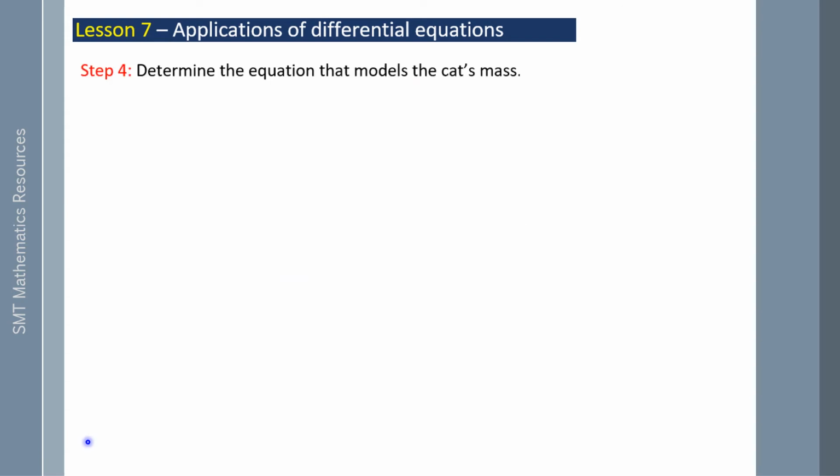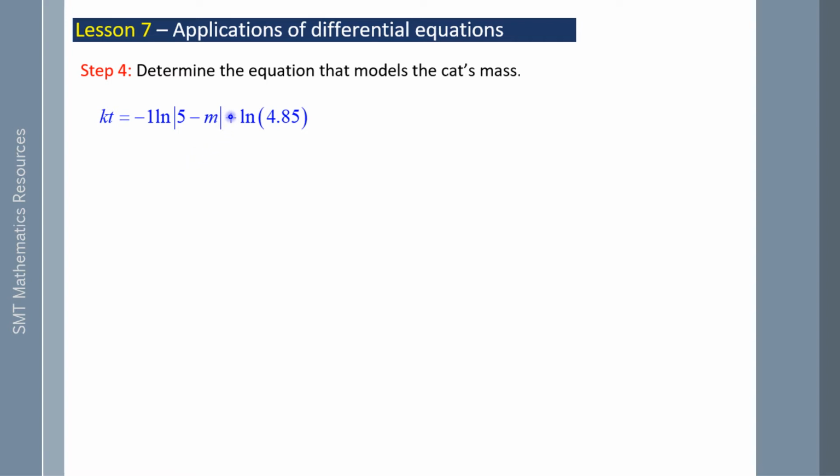Determine the equation that models the cat's mass. So as I said, we have our C value. Now here we've got -1 lots of a log. That -1 can be brought up here to become a power. So that'd be 5 take m to the power of -1, which would be 1 over 5 take m.